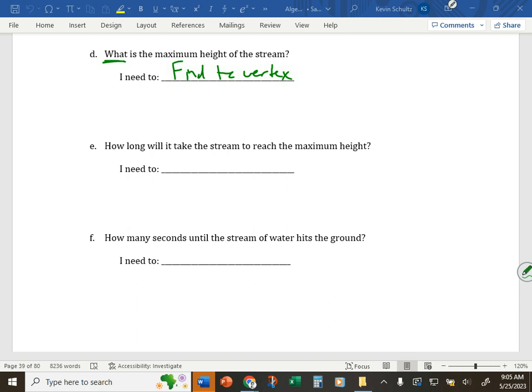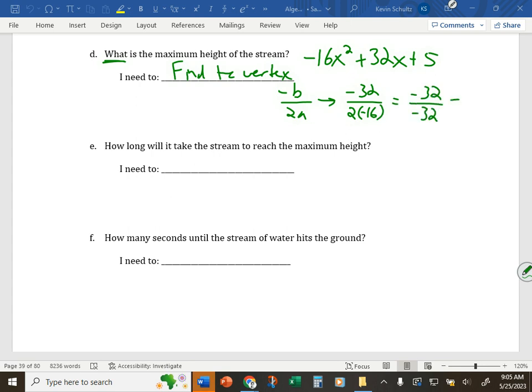Okay. So negative b over 2a, our equation was negative 16x squared plus 32x plus 5. Negative b over 2a for our vertex gives us negative 32 over 2 times negative 16, or negative 32 over negative 32. Look at that. We got 1. Okay? Now that's not the height, right? That's the x value of the maximum height. So now we have to go back to that equation and plug in 1 for x.